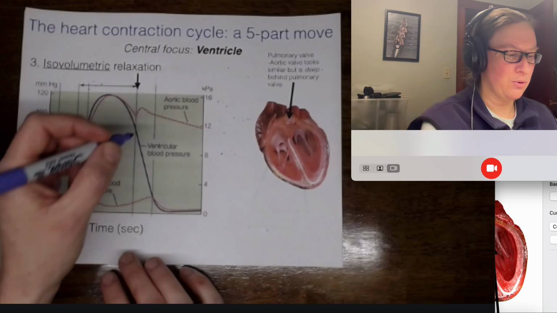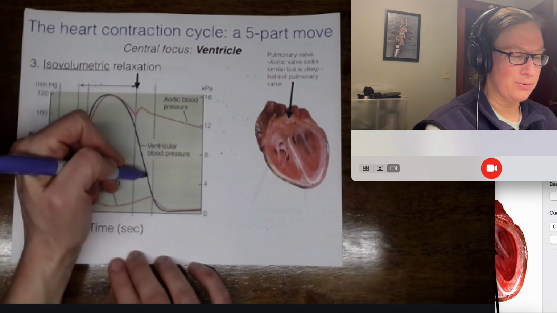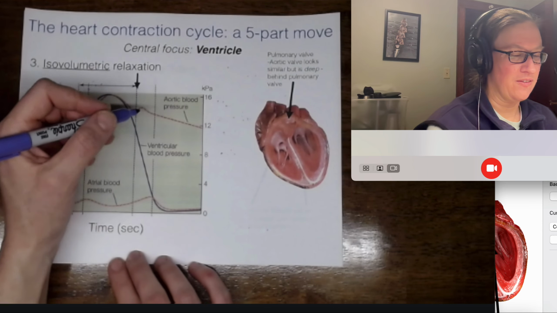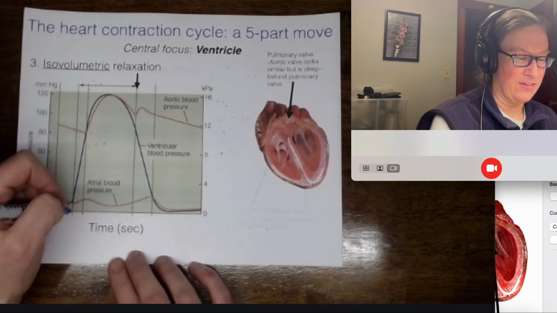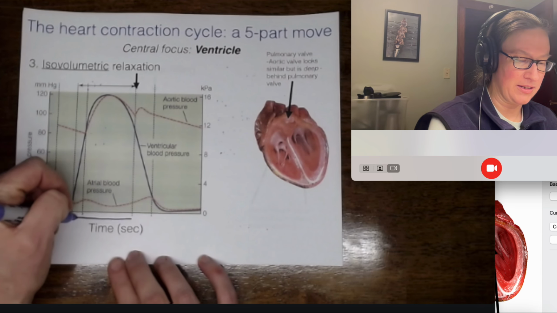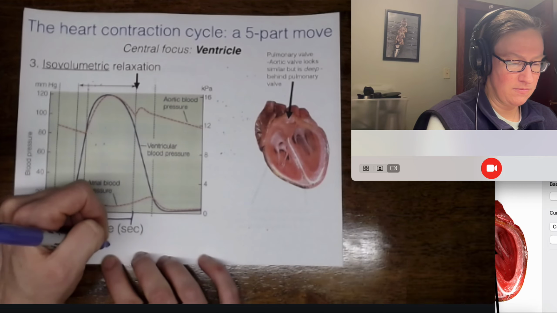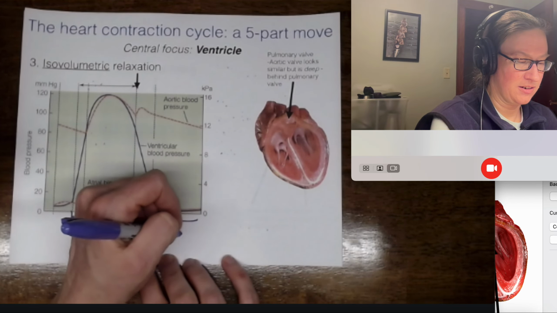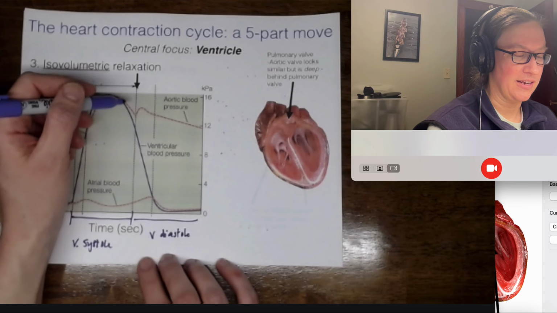All right, so at this point, we're seeing a continued drop in pressure in the ventricle. And this is the muscle of the ventricle starting to relax. So we've gone from ventricular systole, which is taking place across the first two phases, and now we are entering ventricular diastole, relaxation of the ventricle in this next phase.